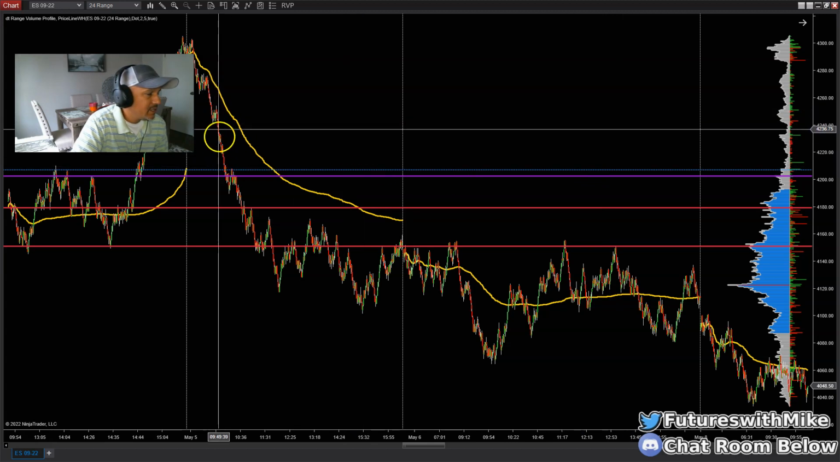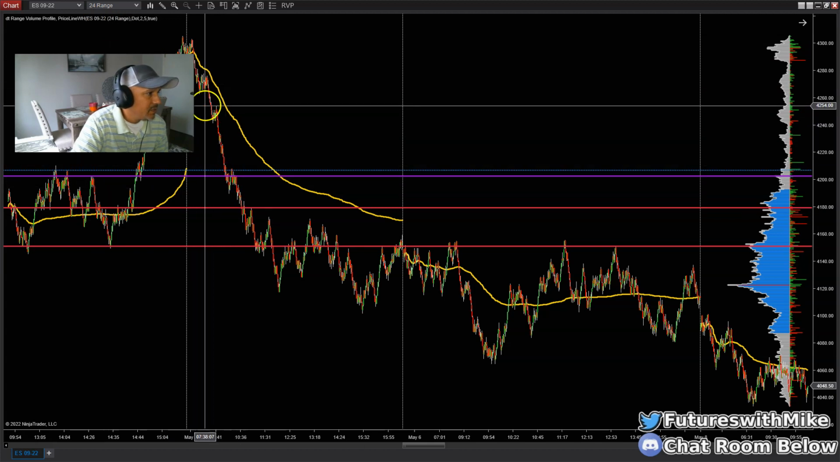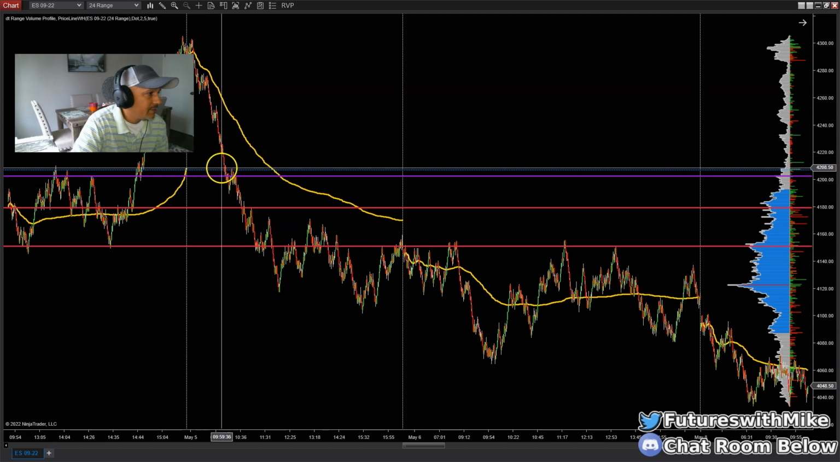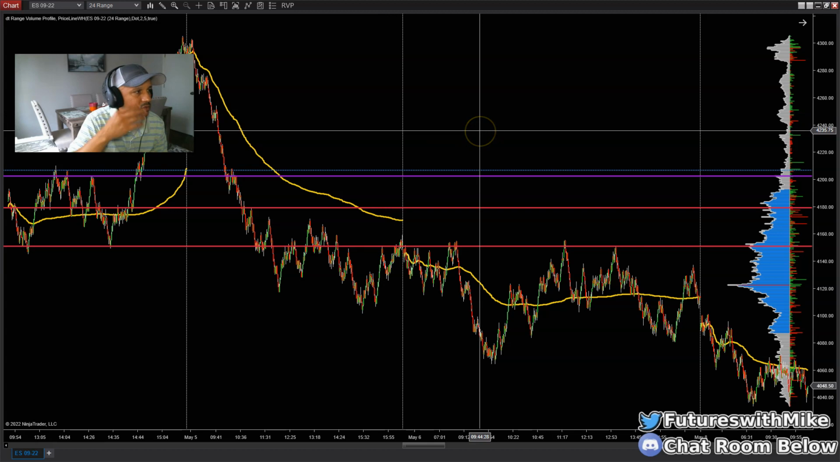And all these areas, these swings to the downside, this is up to 24 range, but these are areas of resistance and they're untested areas where price didn't come back to fill these areas in. So price can run back up to them and reject, and then, you know, we'll see though.